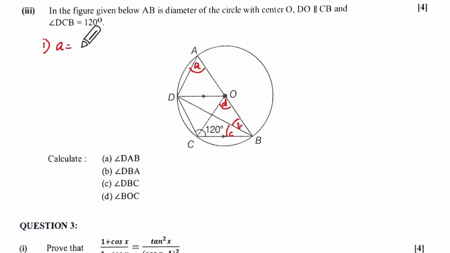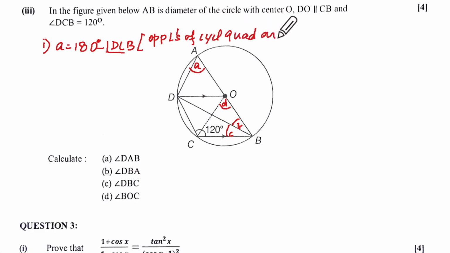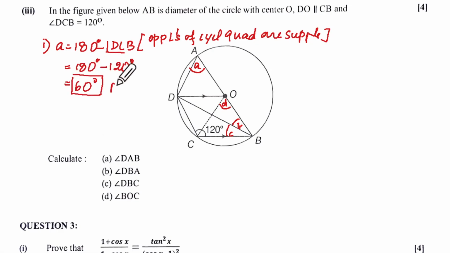Your A will be equal to 180 degrees minus angle DCB. Opposite angles of a cyclic quadrilateral are supplementary. So that is 180 degrees minus angle DCB, and this is your answer 1.